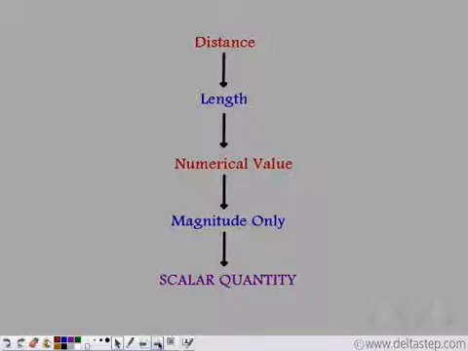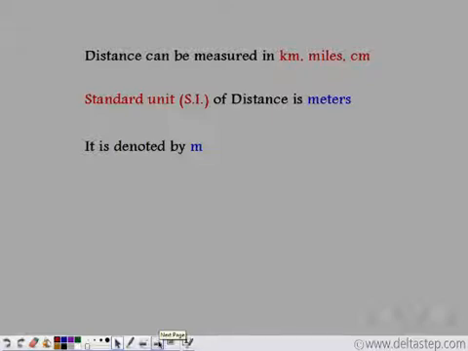Distance just tells us how much a body had to travel to reach a point. That is, how much did Jerry have to travel to get to the cheese. We can measure distance in kilometers, miles, centimeters. However, the standard unit for measuring distance is meters and it is denoted by m.